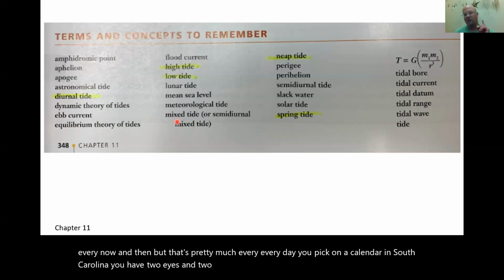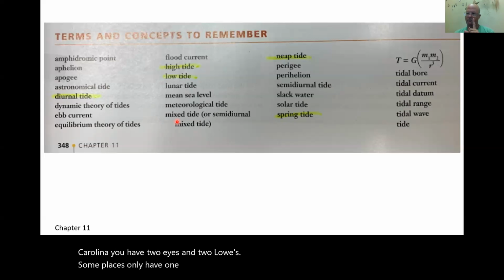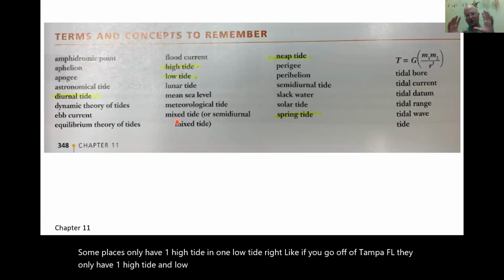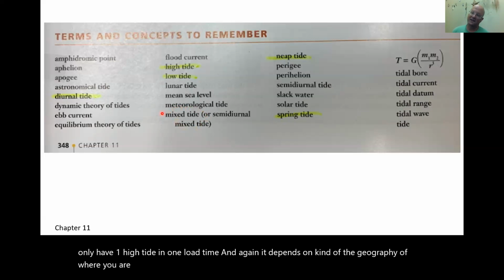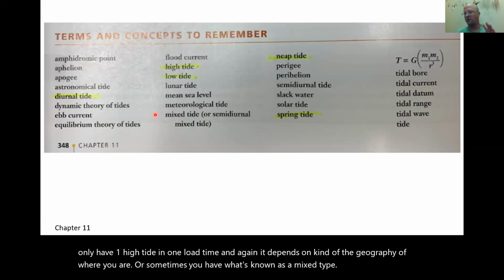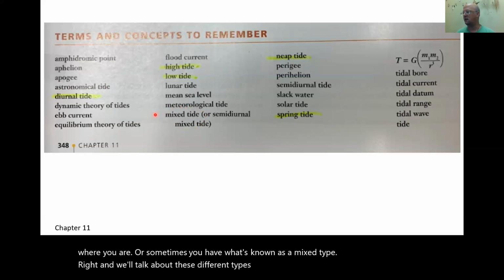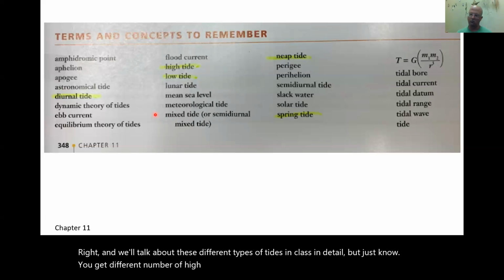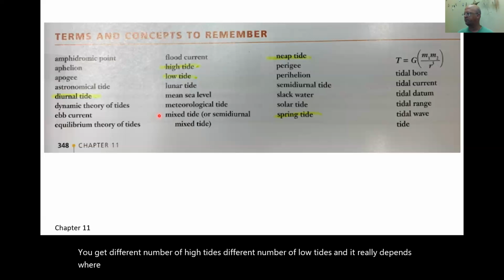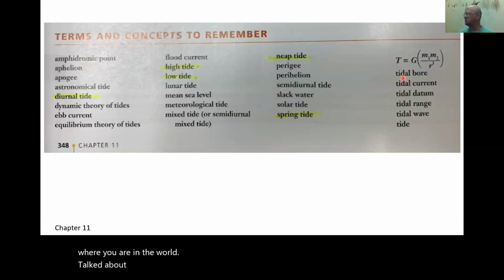Some places only have 1 high tide and 1 low tide, right? Like if you go off of Tampa, Florida, they only have 1 high tide and 1 low tide. And again, it depends on the geography of where you are. Or sometimes you have what's known as a mixed tide. We'll talk about these different types of tides in class in detail. But just know you get different numbers of high tides and low tides, and it really depends where you are in the world. Talked about those.